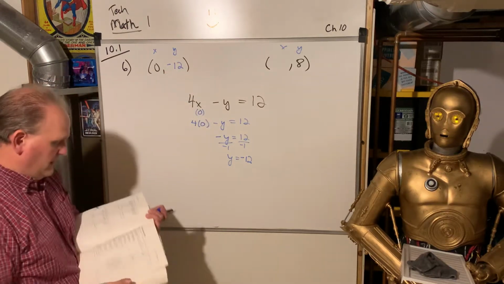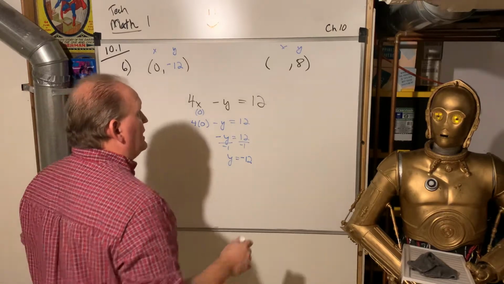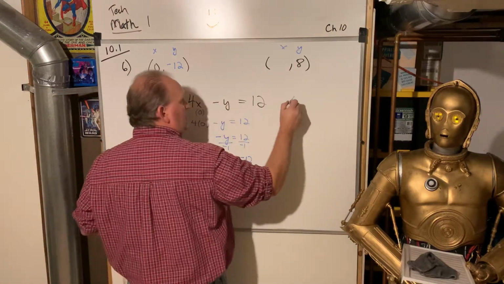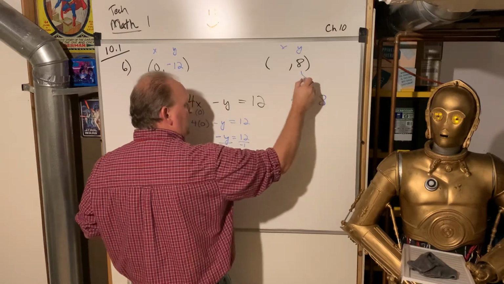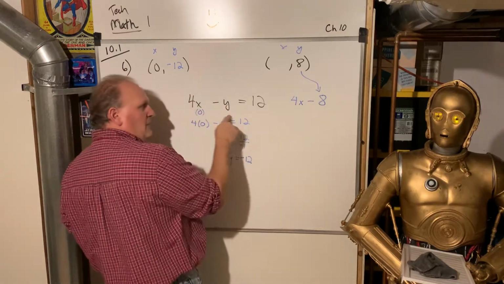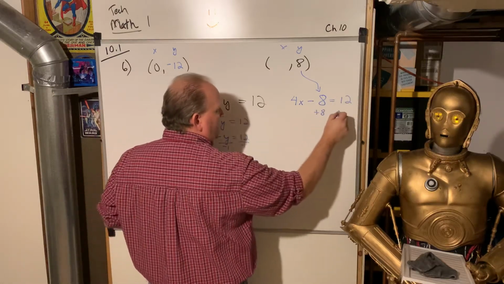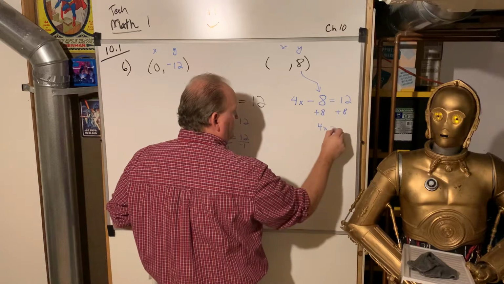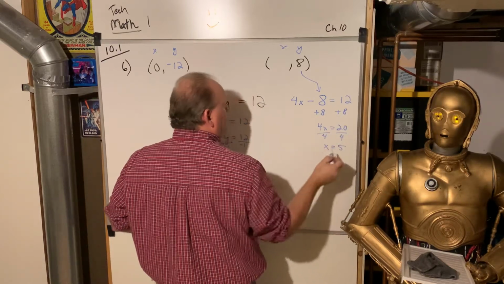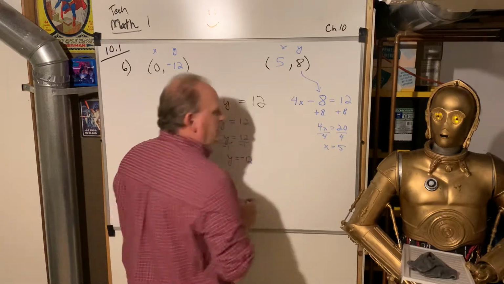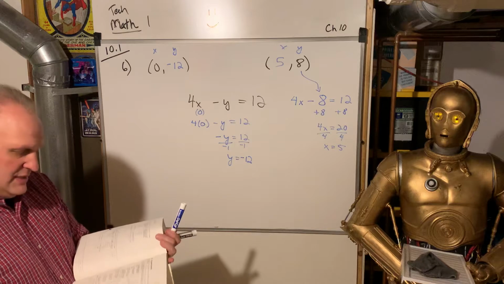All right. And then same deal for the other one, except this time they gave us y. So we would have 4x minus 8 instead of y. We're just putting the 8 in for y is equal to 12. Now you solve that two-step equation, add 8 and divide by 4. So x is equal to 5. So 5 comma 8 would be a point. All right, so little algebra meets geometry there.